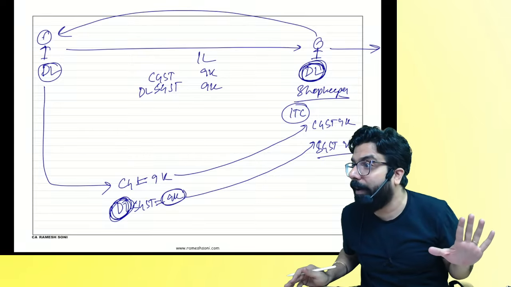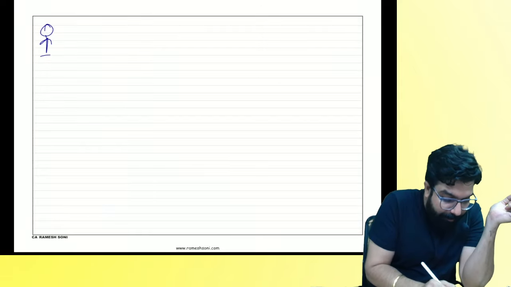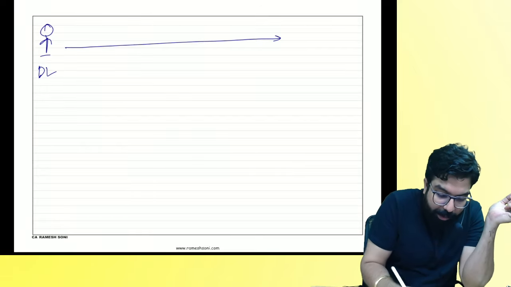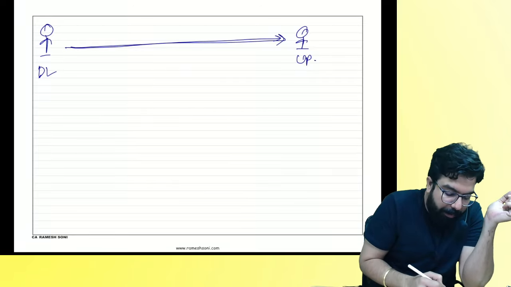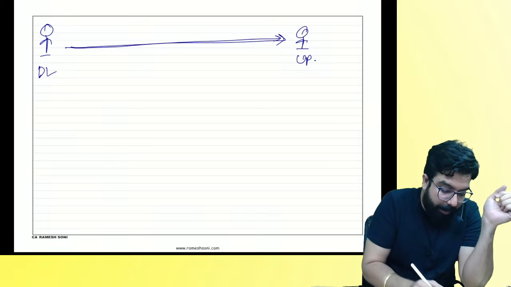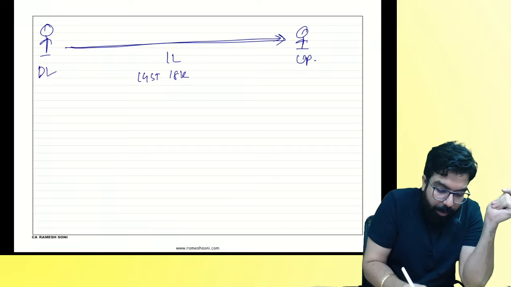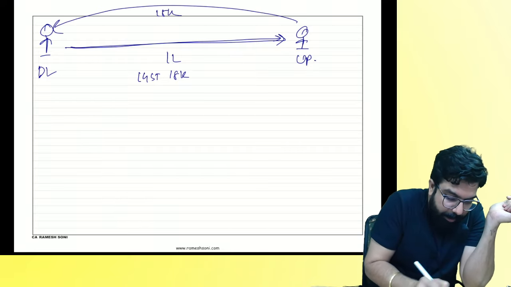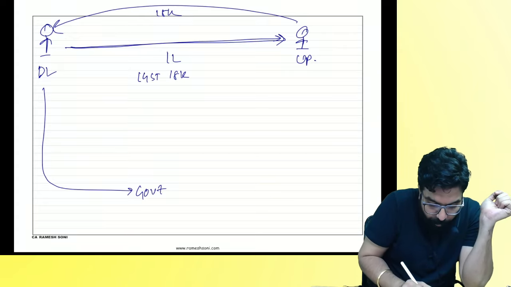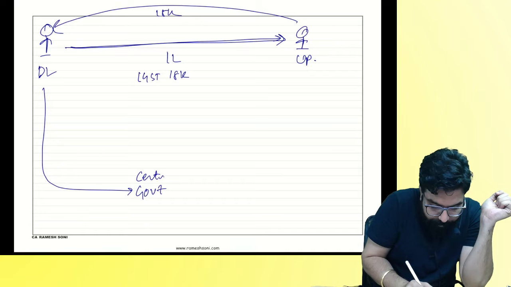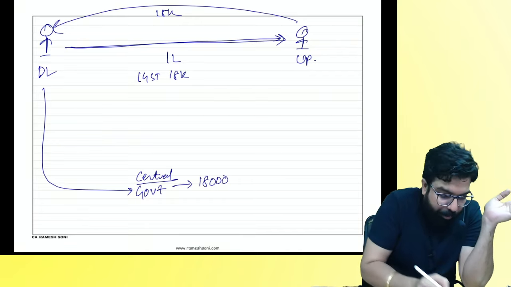Any cascading effect? No. Chalo, I'll ask you. I am in the state of Delhi and I sold goods to a person in the state of UP. What will I charge? IGST. 1 lakh rupees of goods, IGST, how much, everyone? He will give how much to the government? One minute. Which government? The central government collected 18,000.